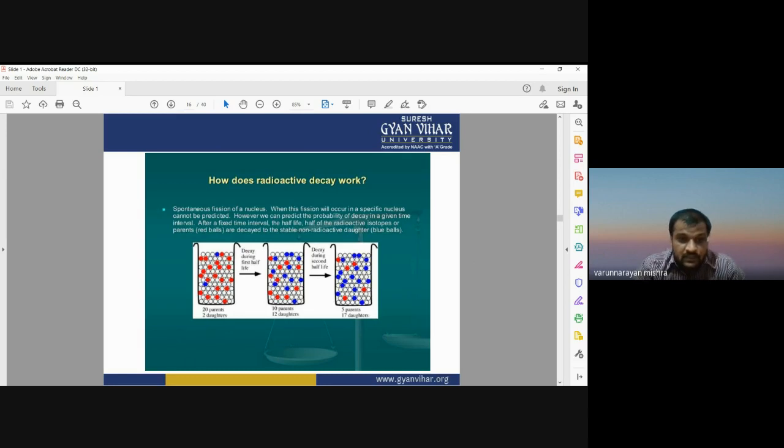In the first figure, there are 20 parent particles, and then two daughters, that is their isotopes. It continuously decays into different particles, different atoms. Finally, it will be decayed into only 5 parents and 17 daughters. Initially, it had 20 parent particles, but at the final stage it has only 5 parent particles. So this is the process of the decay of any radioactive element or any radioactive material.